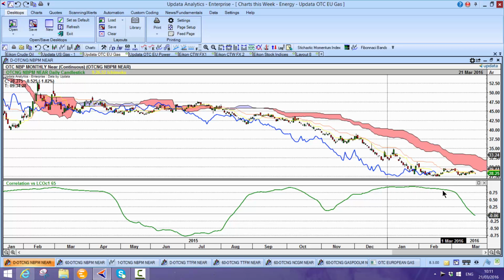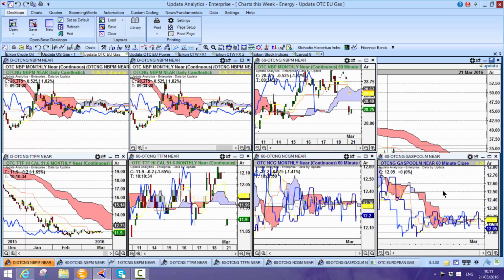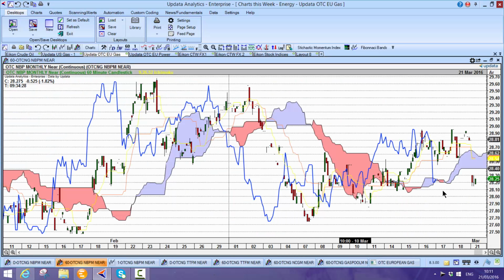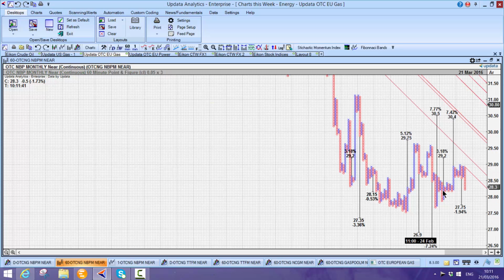The correlation at the moment with crude is pretty neutral. So crude not having a great impact right now on NBP prices. If we look at the 60-minute chart, big fall this morning, takes us really back below the cloud. We are just holding it on the lagging line. Shift T will give us the trends and targets. Downside targets 27.75, 26.25, and upside targets to around the 30 level.